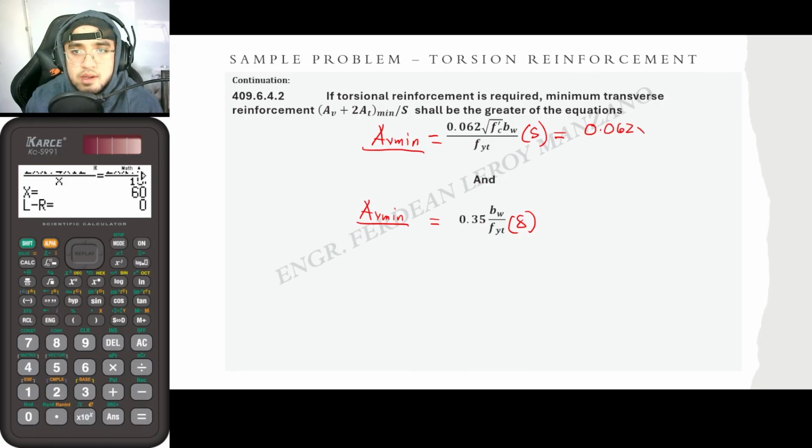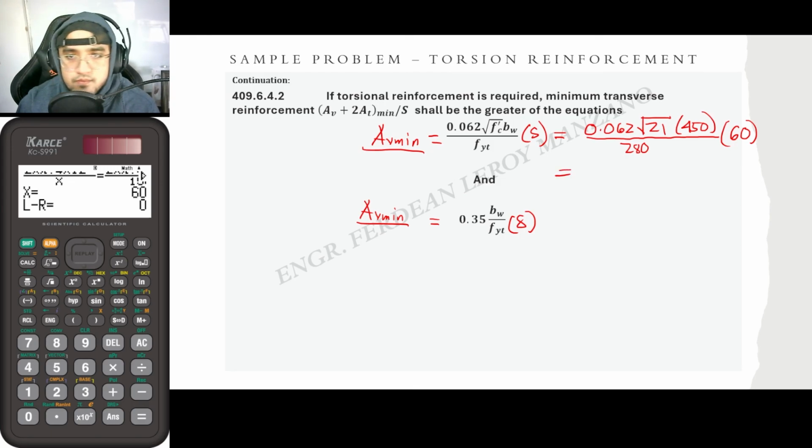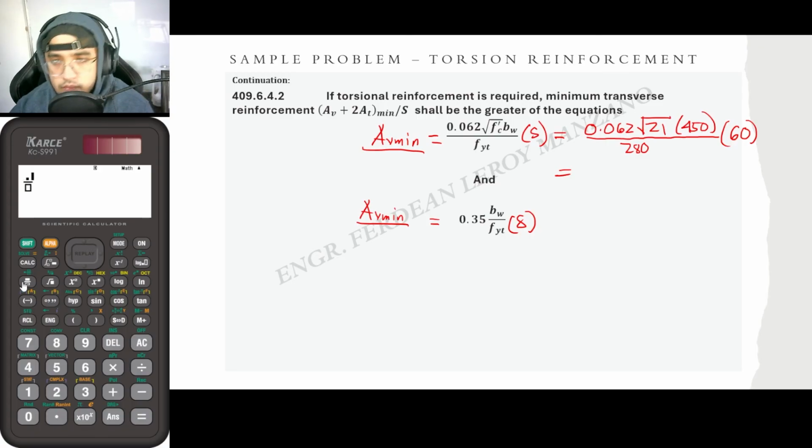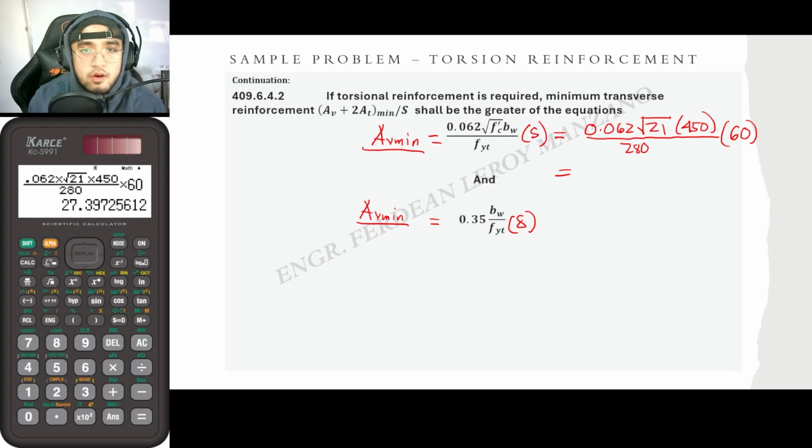So substituting all known values, this is now equal to 0.062 times the square root of 21 times 450 divided by 280 times the spacing that we have computed earlier, which is 60. Looking at the calculator to your left, 0.062 times square root of 21 times 450 divided by 280 times 60. So this is now AV minimum, which is 27.398 millimeters squared. That is for the other one.